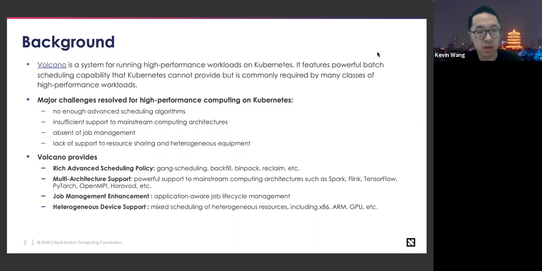And also people are looking for deeper integration and support for the mainstream computing frameworks or architectures, for example TensorFlow, PyTorch, and also the API, etc. And also advanced job management, which is not enough compared to the job concept in other systems. And also we want better support for the underlying device accelerators and heterogeneous hardware. So that's why we started working on the Volcano project.